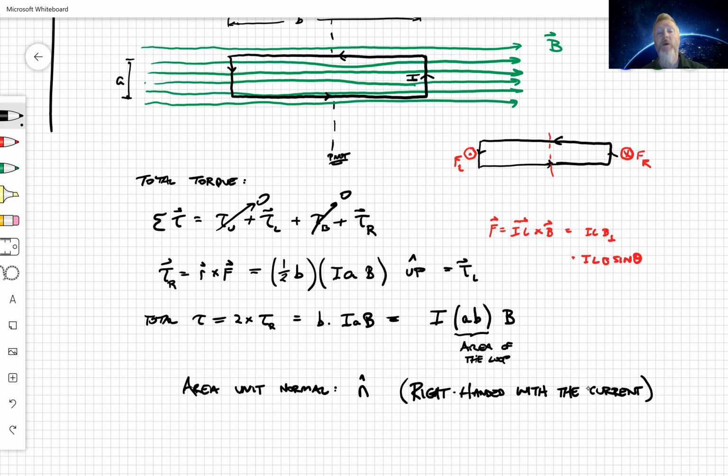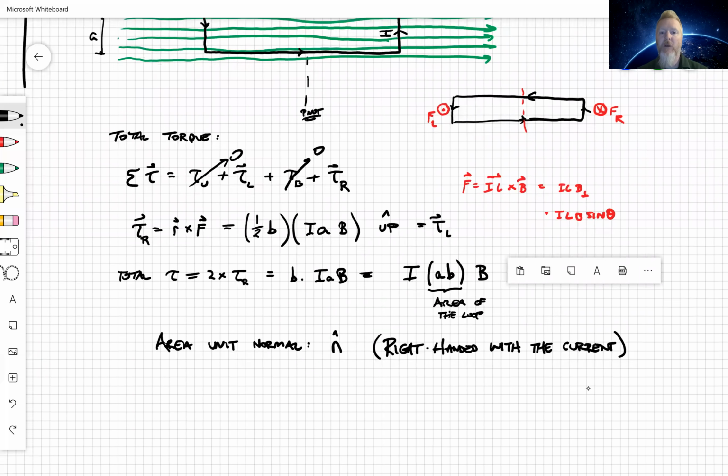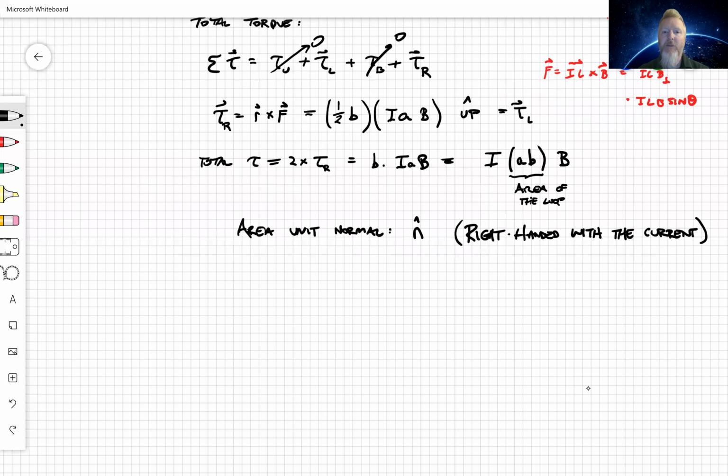This will work for any shaped loop. It will actually work even if this is a circular loop. So you take your current in the loop, you curl your fingers with the current in the loop, and then your thumb will point in the right-handed vector that goes along with that. So in this case, n hat would be pointed out.